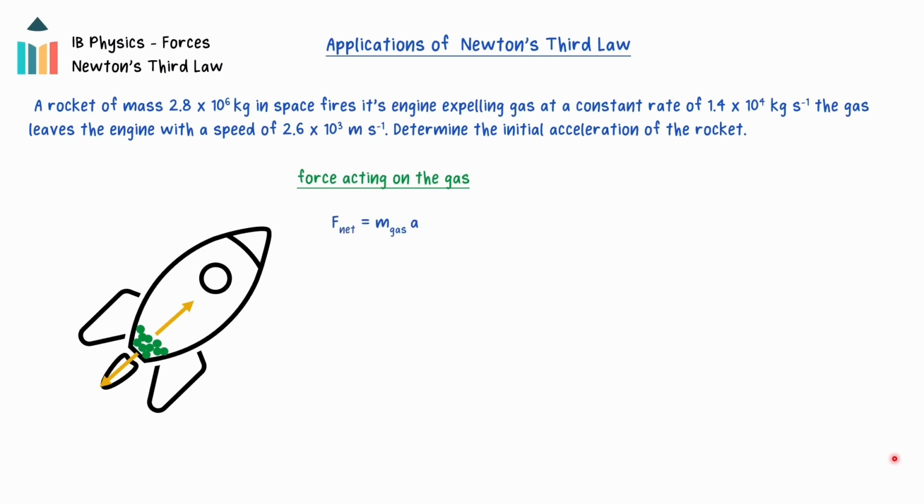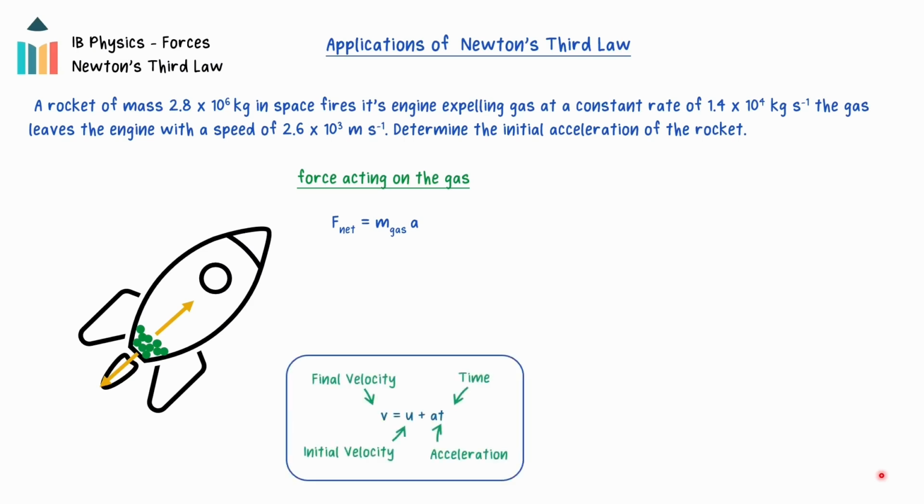We can apply Newton's second law to the motion of the gas to find the force that the rocket exerts on the gas. Since the rocket is in space, there are no other forces acting on the gas, and the net force is simply equal to the force of the rocket on the gas, which will be equal to the mass times the acceleration of the gas. Assuming that the gas is starting from rest and that the acceleration of the gas is constant, we can use a kinematics equation to find the acceleration of the gas.